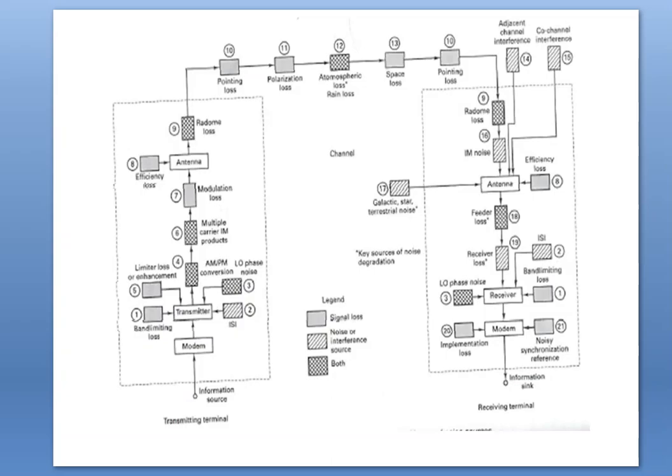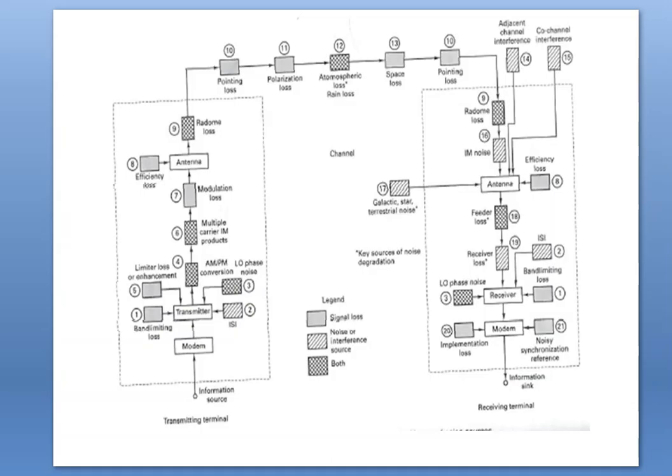And see the losses formation in the overall communication path, from the information source to the information sink, from transmitter to receiver. From the transmitter, there is a formation of band limiting losses, AM to PM conversion losses, multiple carrier product losses, modulation losses, efficiency losses, and radome losses. So these are the losses related to the transmitter. Coming to the channel: spreading losses, polarization losses, atmospheric losses, phase losses, and pointing losses. These can be considered as channel losses.